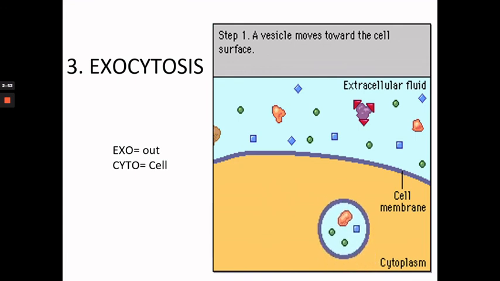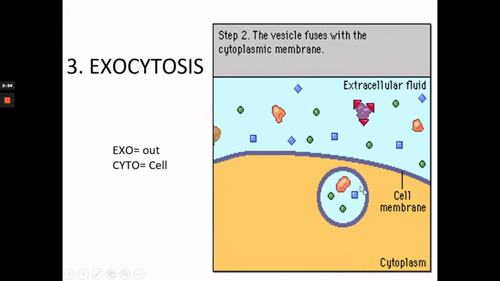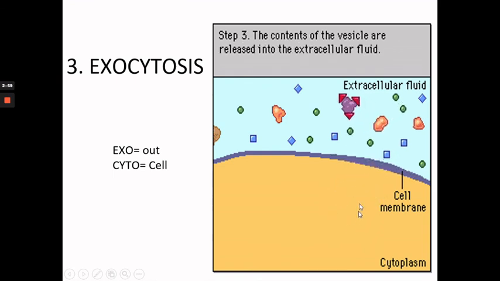Lastly, we have exocytosis. You can see in this picture, materials will move from inside the cell to outside the cell. Exo means out, cyto means cell, and the exocytosis is what? When materials move from inside to outside the cell.